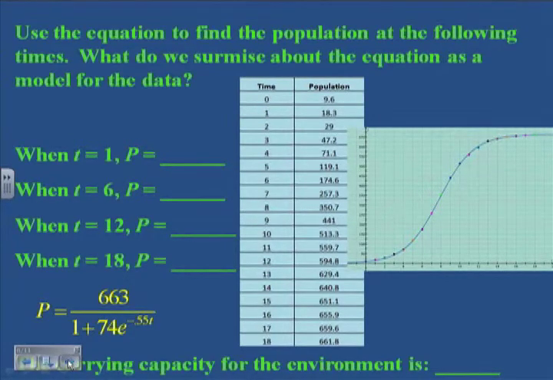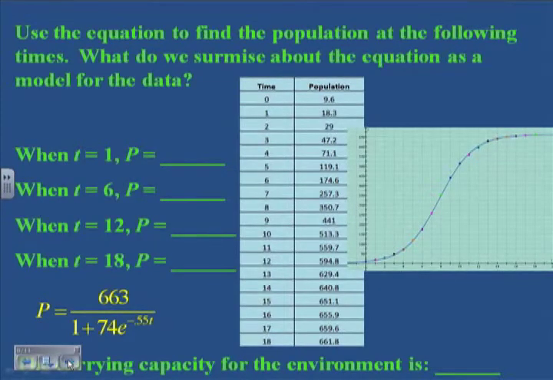Then what I want us to do is use this equation, this 663. Remember, I created that from running a regression equation on my TI graphing calculator, but then I also adjusted it to get it into the form that I wanted. So this is kind of a finagled equation.